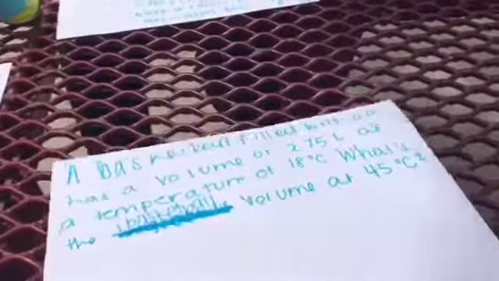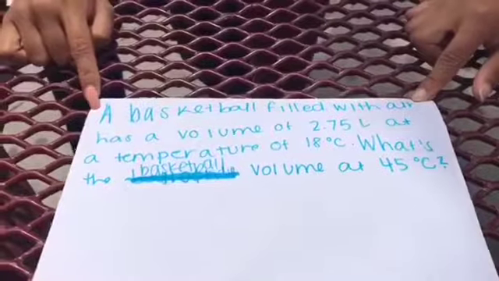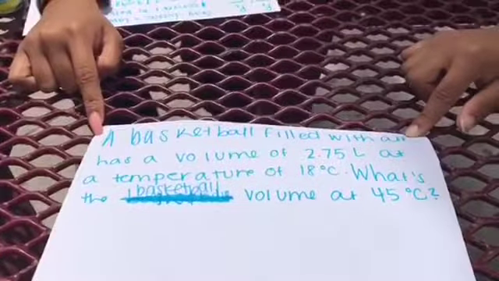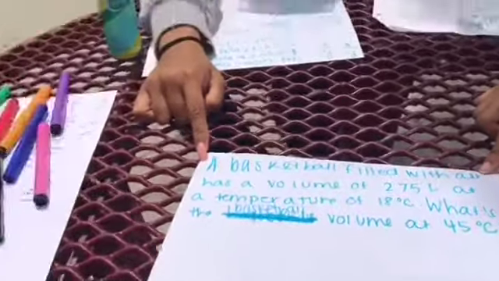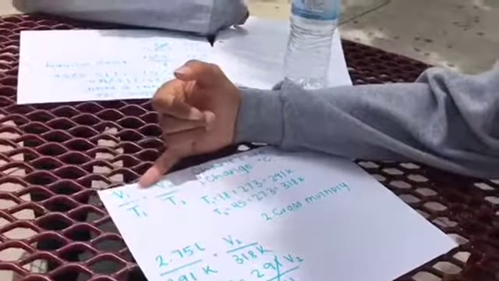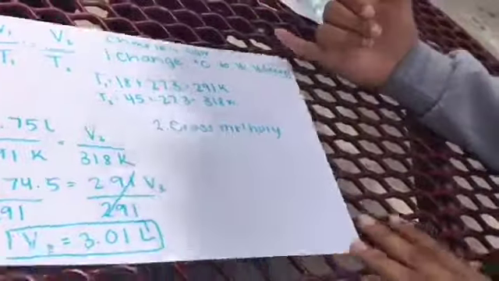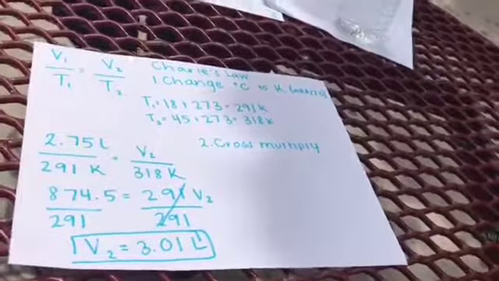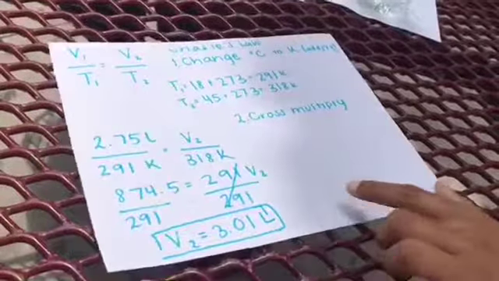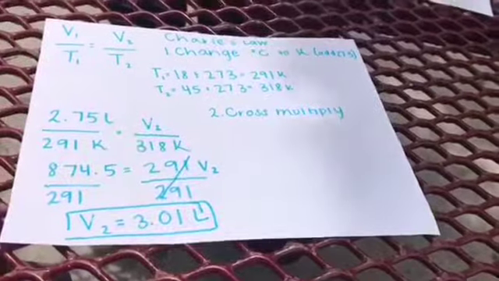Okay, so another example is Charles' law. A basketball filled with air has a volume of 2.75 liters at a temperature of 18 degrees Celsius. What's the basketball's volume at 45 degrees Celsius? The equation for this one is initial volume over initial temperature, which equals final volume over final temperature. Charles' law changes degrees Celsius to Kelvin by adding 273. You would have to cross multiply and divide, just like Gay-Lussac's law.